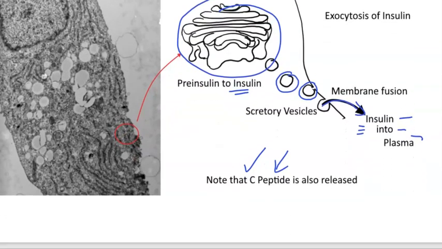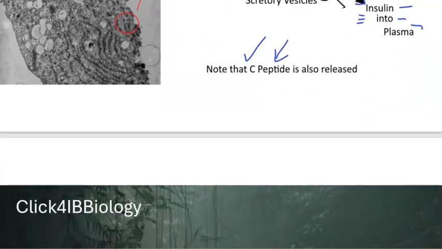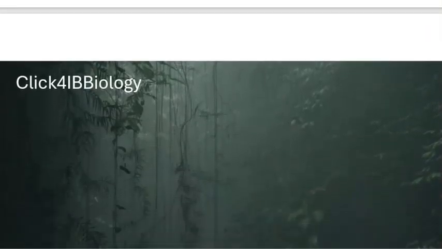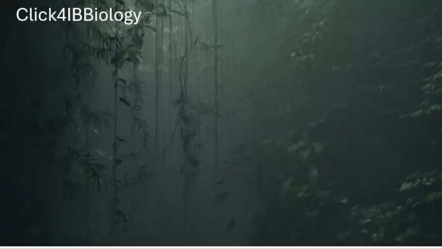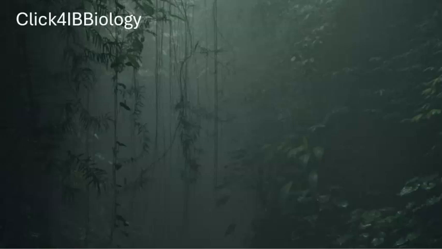So our original protein has been modified in two steps, one in the endoplasmic reticulum and the second one in the Golgi before being secreted in its functional insulin form.